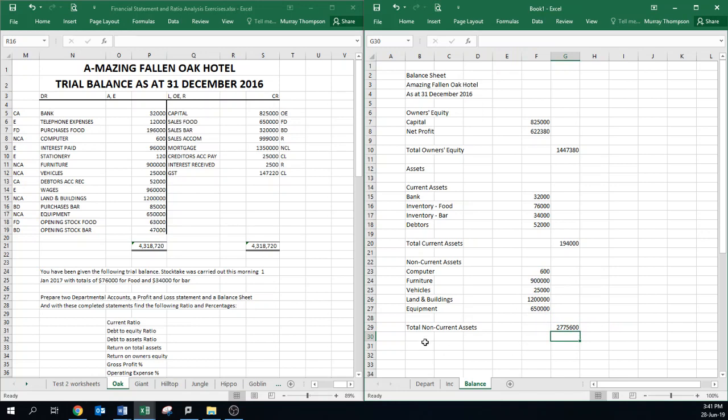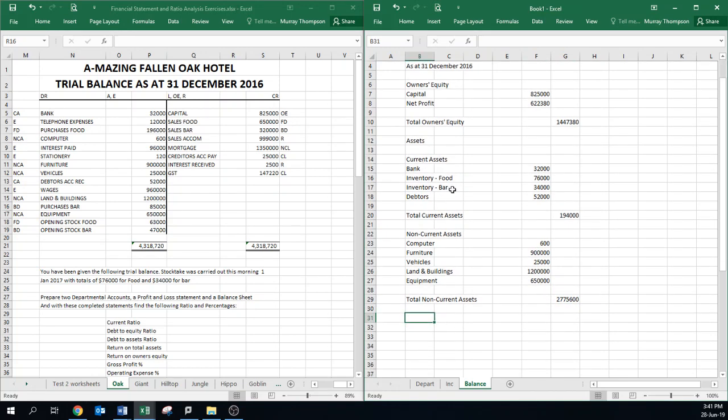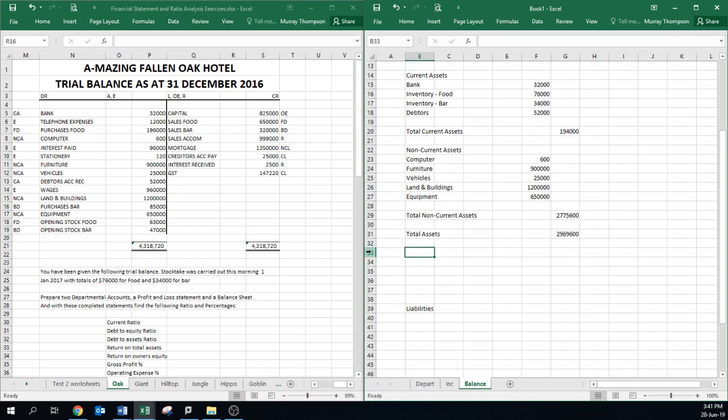Okay. So we've got the things that will be turned into cash in the next 12 months. We've got the things that we're going to keep. So now we need to add them together for the total of everything that we own. So total current assets plus the total non-current assets. So that is, this hotel owns $2,969,600 worth of assets. Okay.